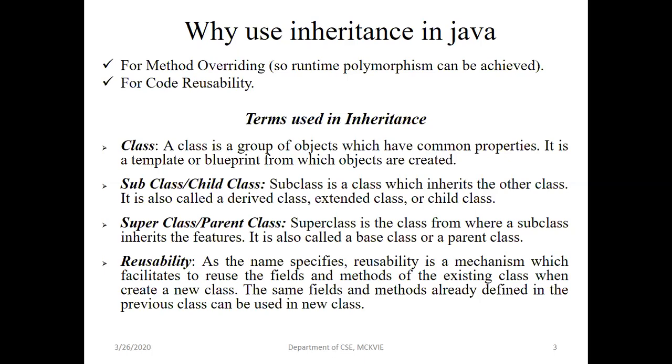What does reusability mean? Reusability specifies the mechanism which facilitates reusing the data members and methods of the existing class when we are going to create a new class. The same fields and methods which are already defined in the previous class, meaning the parent class, can be used in the new class. So this is the basic concept of the parent class and child class in inheritance.